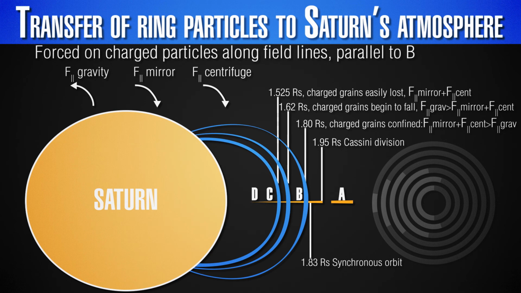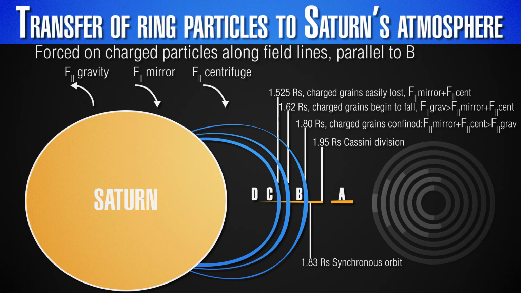So we've identified then a few of the forces that are acting here. So first is F parallel gravity, meaning this is the force of gravity along the magnetic field line that a charged particle might feel. Okay? Then F parallel mirror and F parallel centrifugal. Okay? So if you're a charged particle and you're stuck to a magnetic field line and it's rotating every 10 hours, that's very rapid rotation, and so you're going to feel a strong outward force called centrifugal force. Okay? That's going to have some component along the magnetic field line. And those are the ones we're interested in.